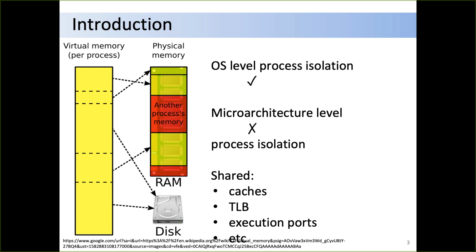But there are no real isolation guarantees for processes on the microarchitectural level. This means that due to performance issues, many components of processors are used cooperatively by the processes running on it. This includes caches, TLBs, execution ports, and many others.